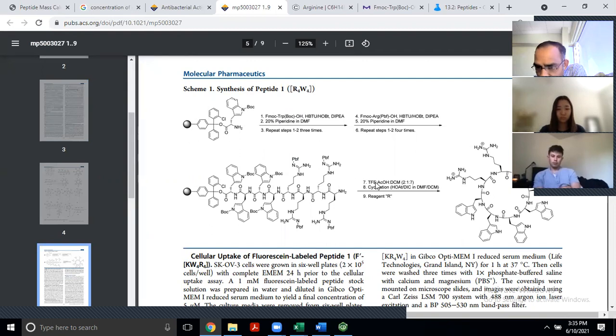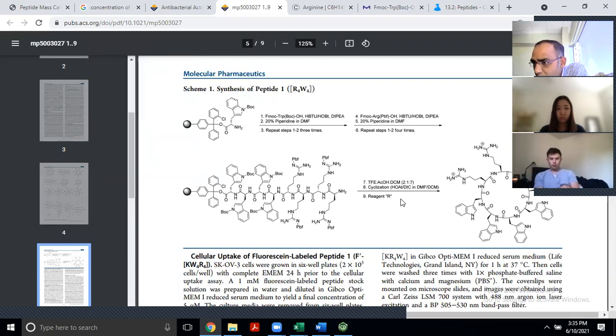Then I will add this TFE, acetic acid, and DCM, and this just removes the resin. Then here we will have a carboxylic acid group, and here we will have an amino group, and they will react to make this cyclic structure. Then we will use reagent R, and reagent R is actually the final cleavage.